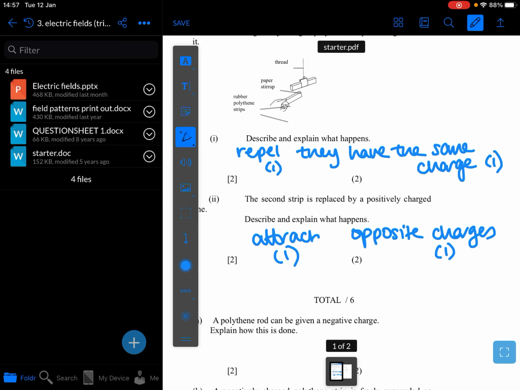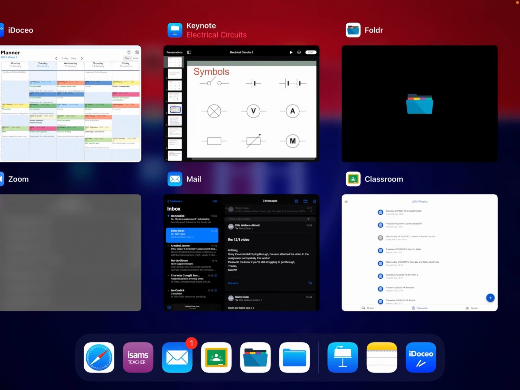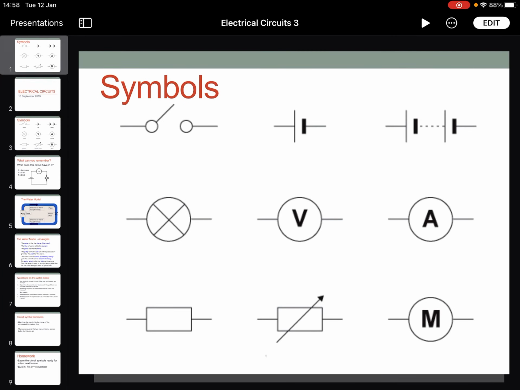Right, so that was the answers to that. Let's go on to today's work. So, where's my keynote? There it is. First thing is, here are some common symbols that you will find in our electricity topic. You may know some of them already. Fantastic if you do. I'd like you to pause the video. You don't need to write anything down for the time being, but pause the video and just see if you can identify them in your head. Okay, hopefully everyone's had a chance to do that, so let's go through.